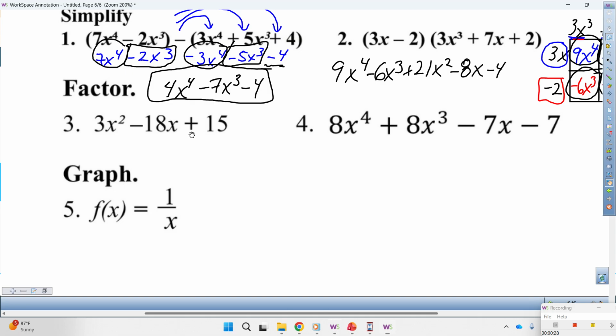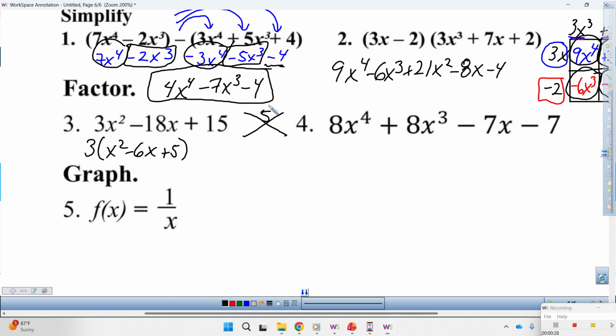Number 3, tell your neighbor what would be GCF for number 3. What's GCF for number 3? Yes, that is correct. 3. That leaves us with x squared minus 6x plus 5. However, we can factor this inside. 5 on top, negative 6 on the bottom.